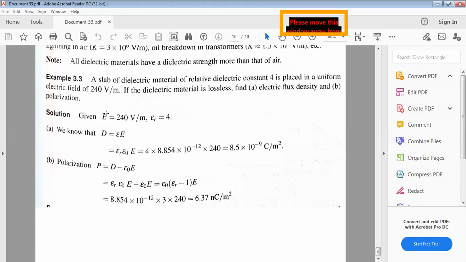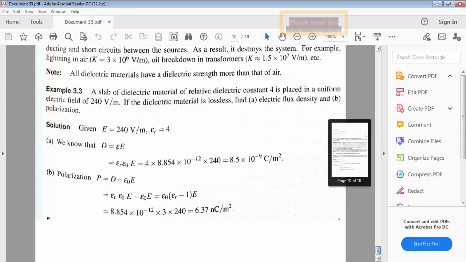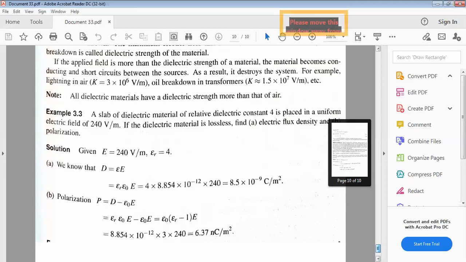And polarization, what is meant by polarization? Generally, electric flux density D equal to epsilon naught E plus P, right? From that relation, P equal to D minus epsilon naught E, that is epsilon naught epsilon r E minus epsilon naught E. Taking epsilon naught common, P equal to epsilon naught into (epsilon r minus 1) into E. Epsilon r is 4, so 4 minus 1 is 3: 3 into 8.854 into 10 power minus 12 into 240. So we get 6.37 nanocoulombs per meter square. This much polarization is there for that dielectric material.